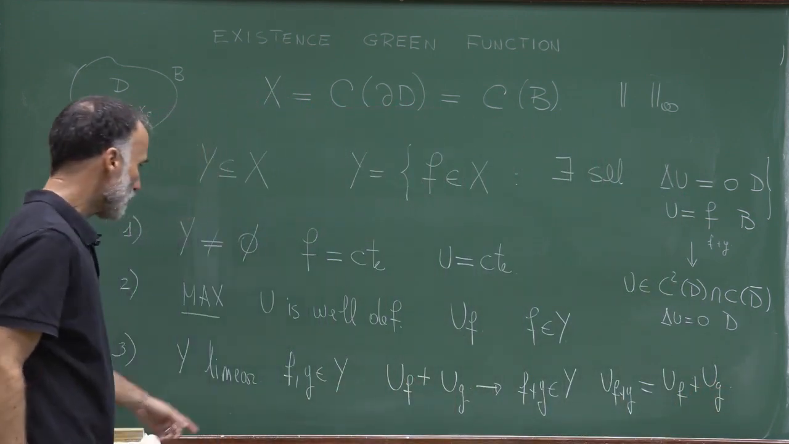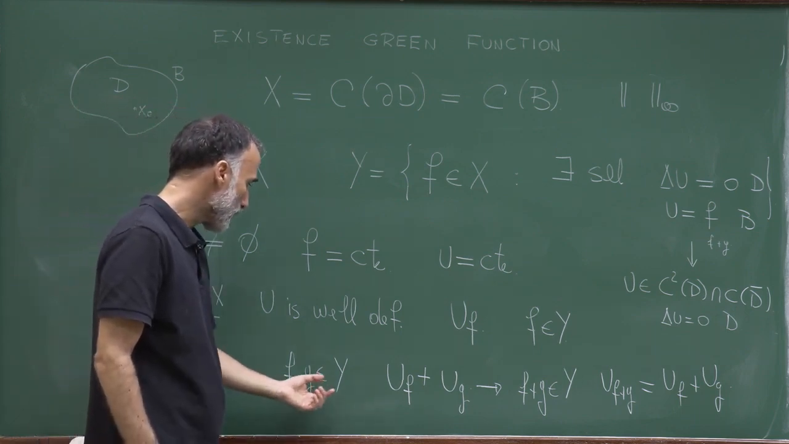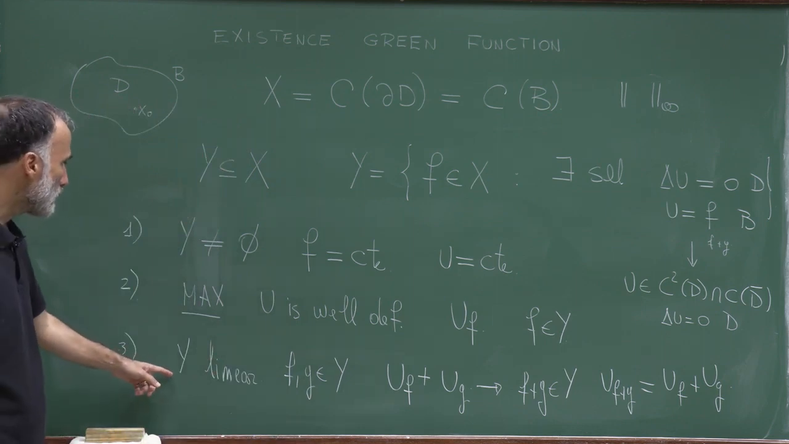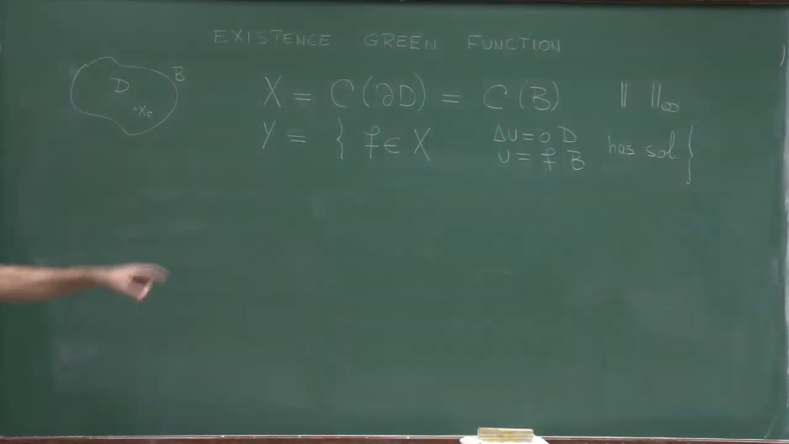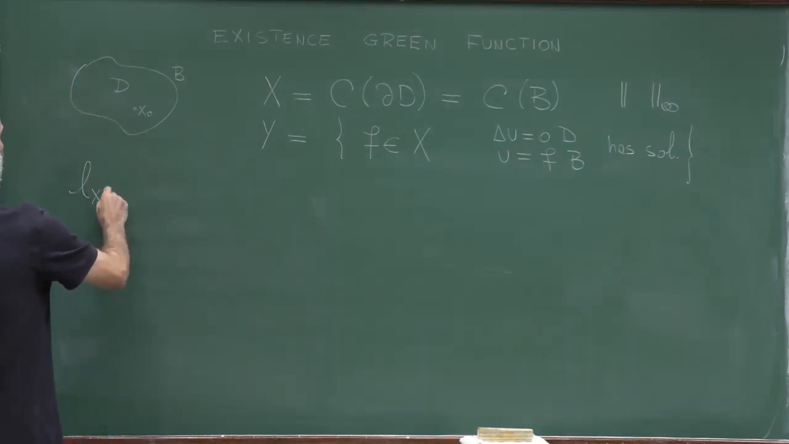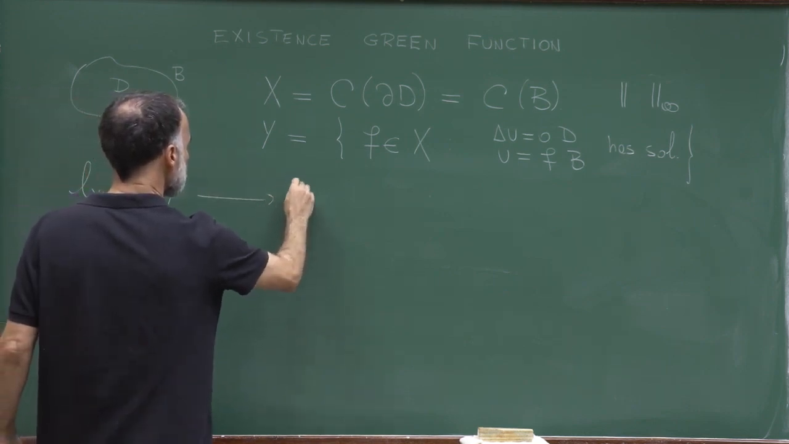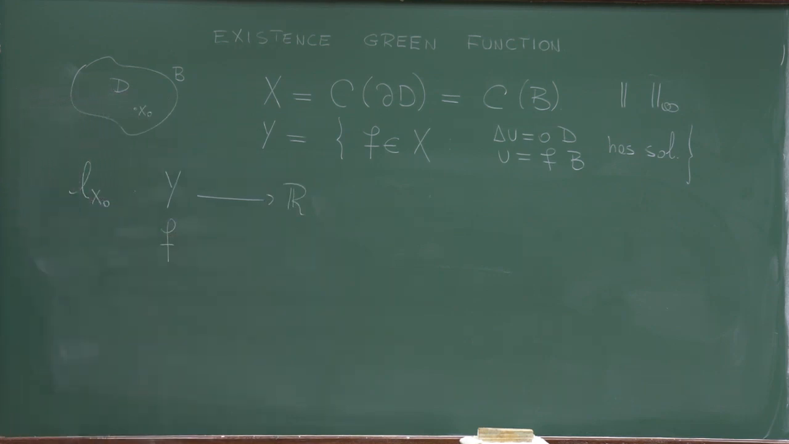So this proves that Y is closed under addition, and the same argument shows that Y is closed under multiplication by scalars. So Y is indeed a linear subspace of X. So I defined X, I defined Y. Now we'll define a bounded linear functional on Y. So let me take a function f in Y.